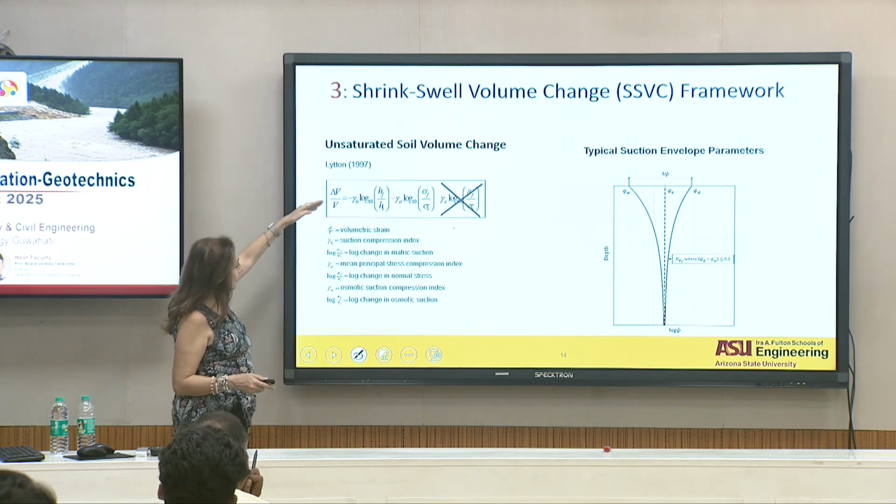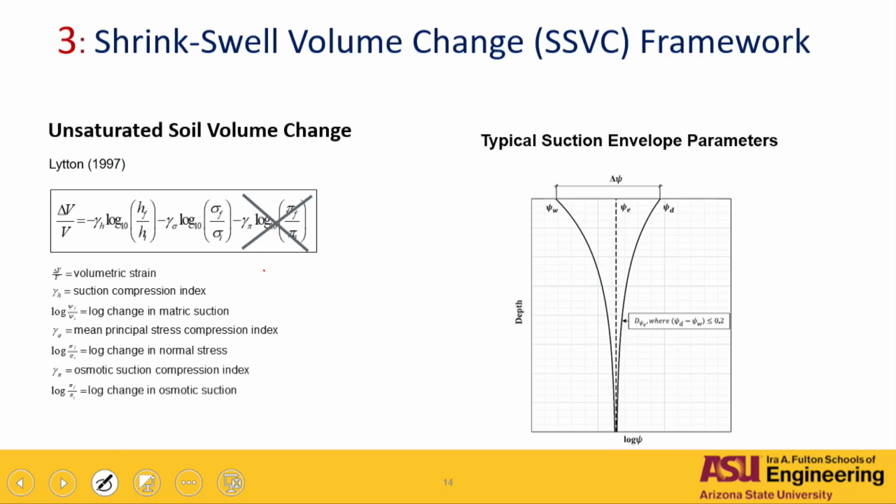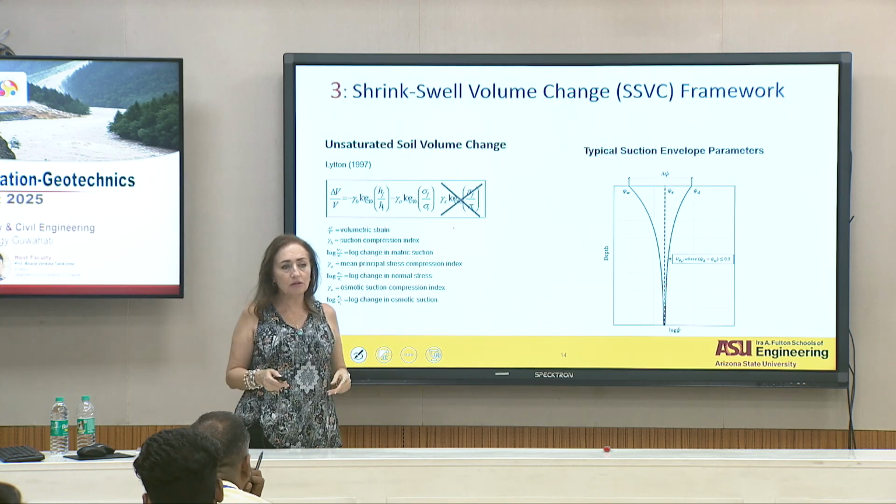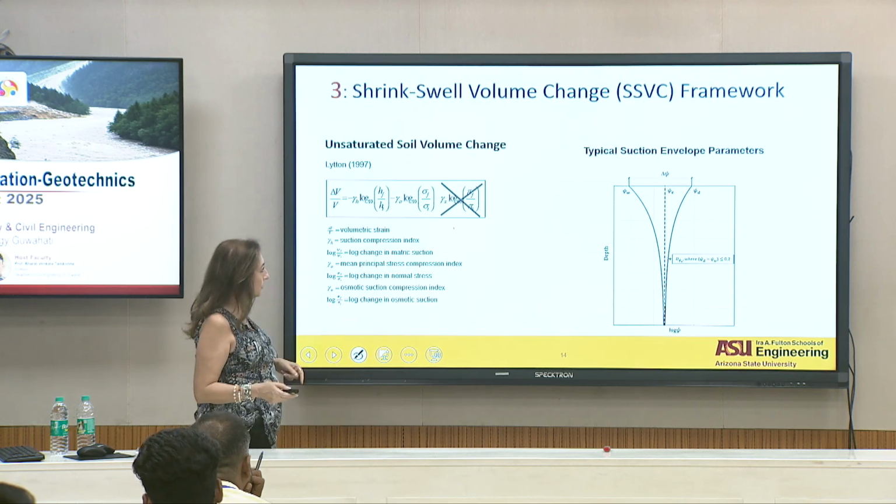So this one, volumetric strain, suction compression index, we need a compression index based on the suction, the change in matrix suction, the principal stress compression index. If you have a saturated condition, this is your C sub C value, right? The change in normal stress, and that's the osmotic suction compression index, and the change in osmotic suction that we're going to be assuming to be neglected, all right?